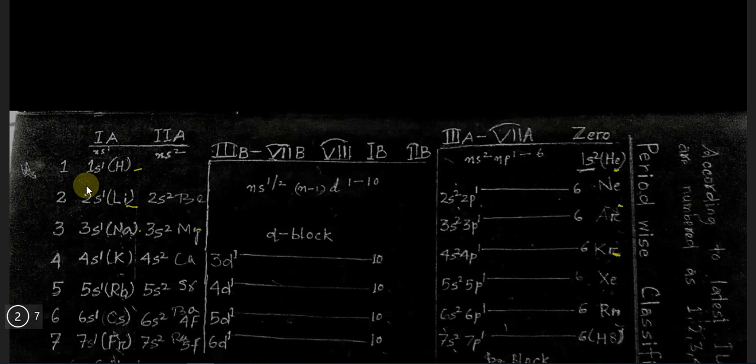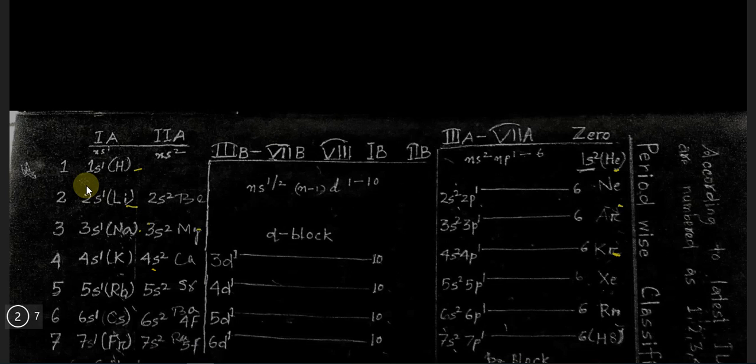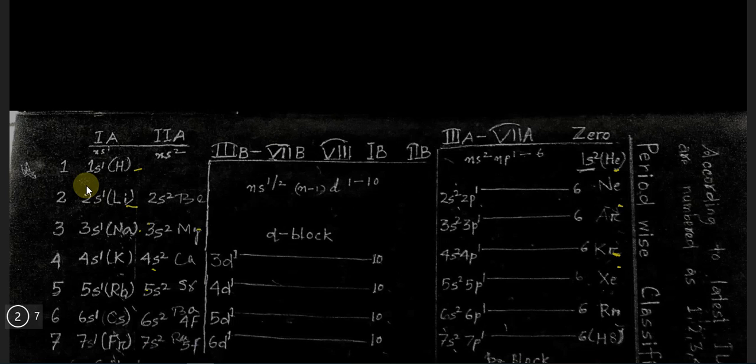Fourth period starts from potassium and goes to krypton. Fifth period starts from rubidium to xenon. Sixth period is cesium to radon. Seventh period is incomplete. These are the 7 periods.